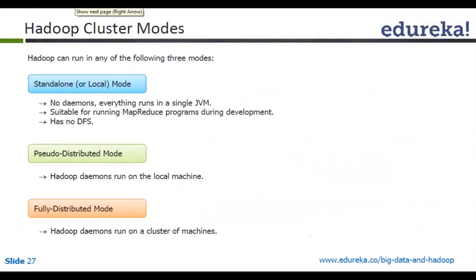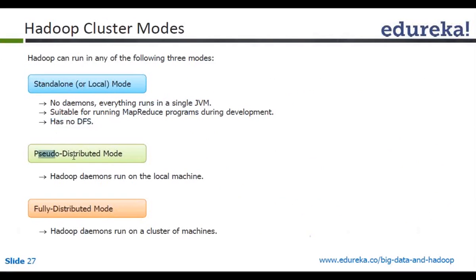So now Hadoop can be executed. Let me go down to the next slide. There are three ways in which you can run Hadoop. Hadoop can be executed on your local machine in the form of local mode. There will be no daemons running. Everything runs in a single JVM. It is only good for Mapreduce programming. Other than that, it is not of any good use. And you don't have a distributed file system in local mode.